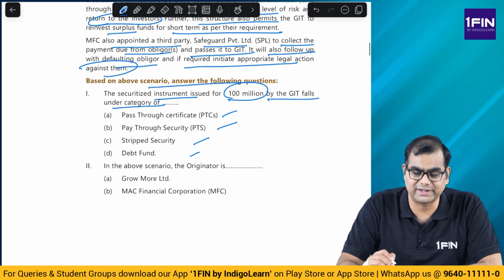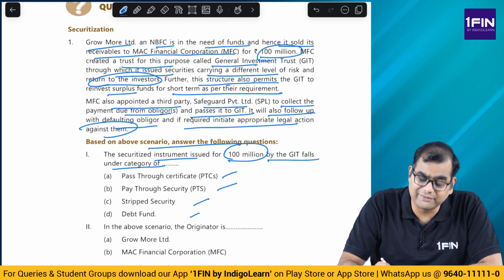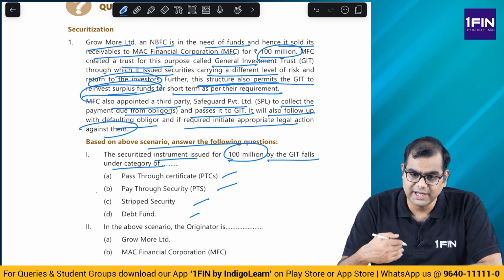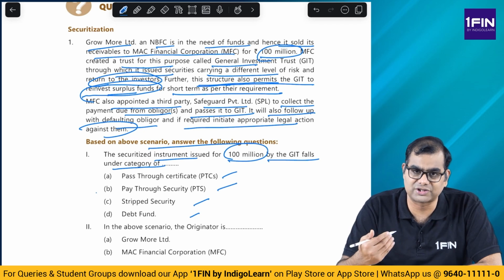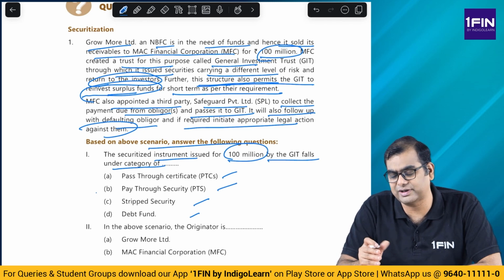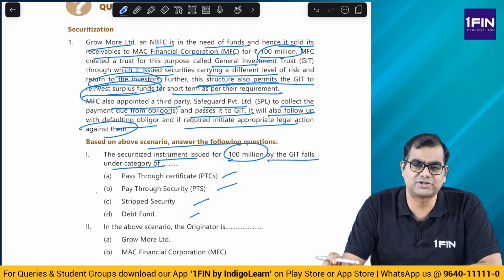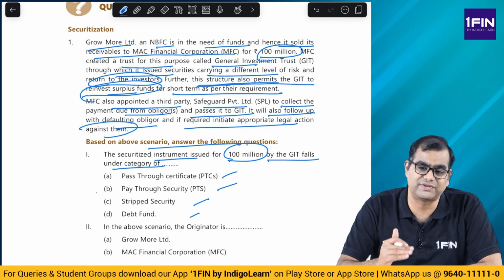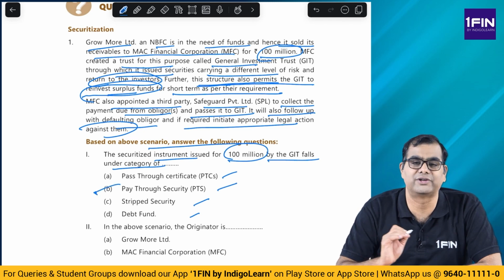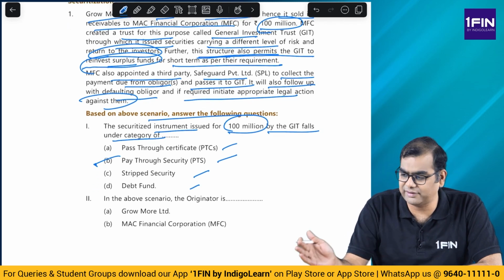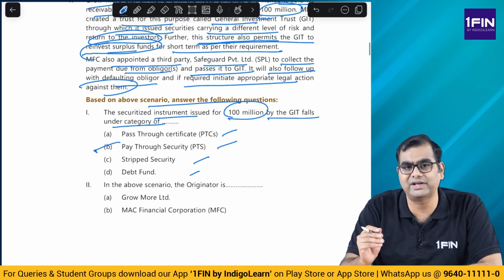The answer, if you have attended our class, I have explained very clearly. Wherever you have a security in which the structure also permits them to reinvest the surplus funds for short term as per the requirement, that is, instead of giving variable returns, you actually give a fixed return to the investors. How do you give fixed returns? When your inflows are variable, you basically take those variable inflows and keep them in some kind of investments or debt funds or somewhere. And once those returns come in, every month you keep giving the investors a fixed return. That kind of structure is called pay-through security. Pass-through certificate is normal stuff. Whatever comes in, you are passing. Pay-through means you pay a very fixed amount.